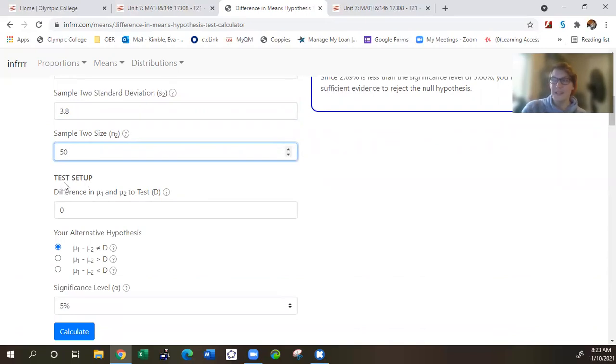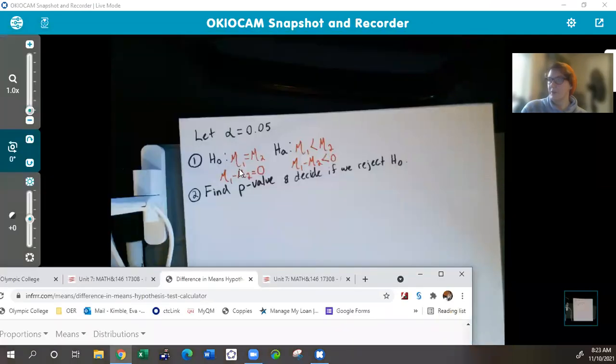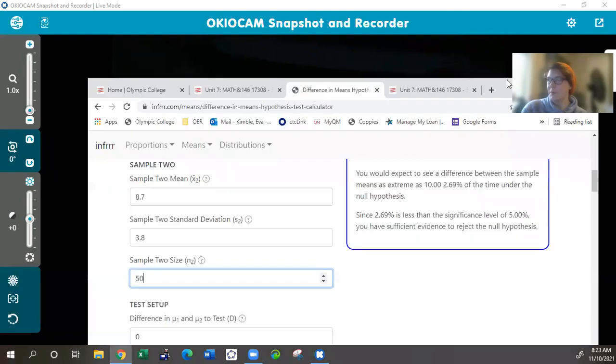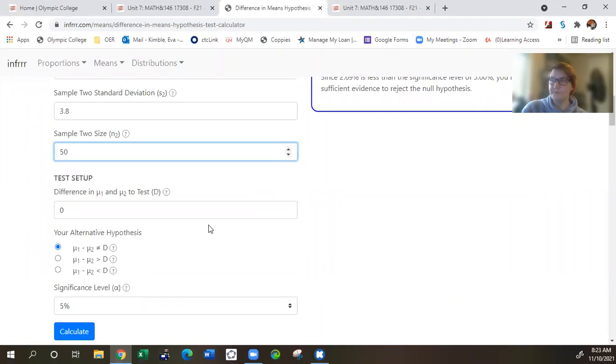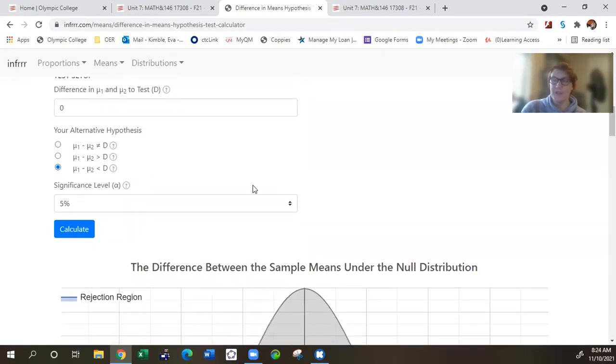Lastly, we're on the test setup part. It says that the difference in mu one and mu two is zero, which lines up with our null hypothesis. The difference, AKA the subtraction between mu one and mu two, is zero, so we always leave that at zero. We're not going to change it. For our alternative hypothesis, we think that mu one minus mu two is less than zero, so we need to make sure we choose that third option. Before we hit calculate, we want to make sure our significance level is at 5%, AKA 0.05, which it is, so we are good to go.